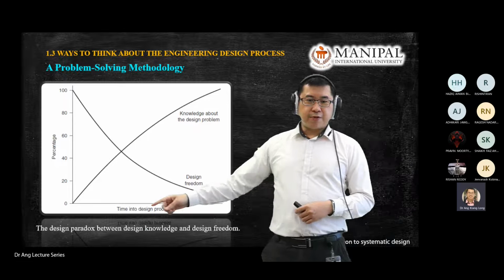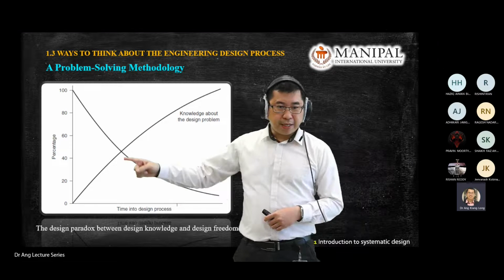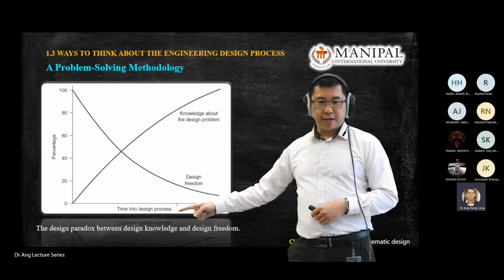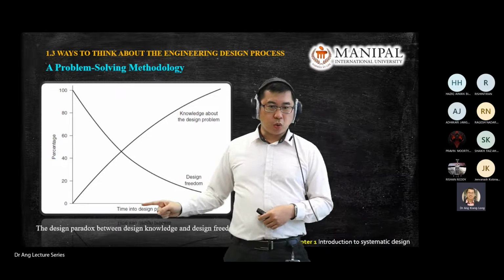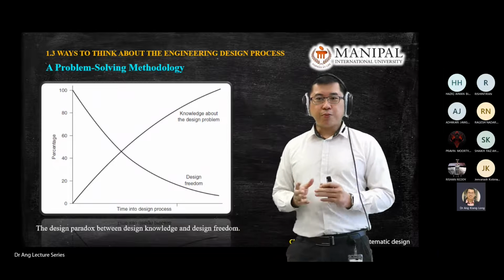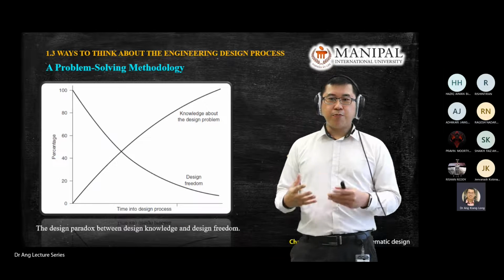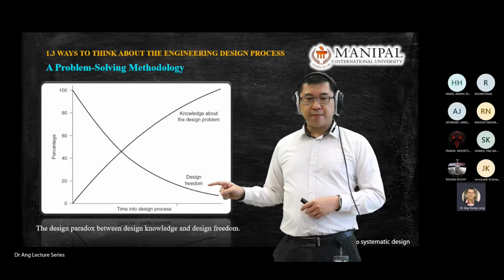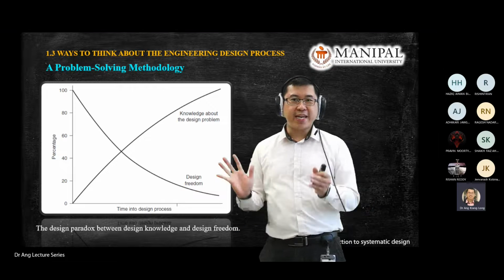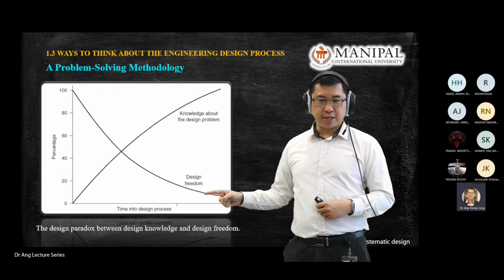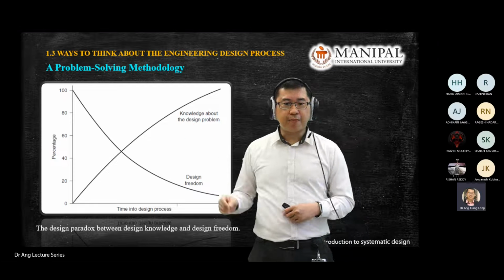As you can see from the beginning, you plot the percentage against the time of the process. Let's say we start with 0. The 0 means you start with a new project. When you start with a new project, your design freedom is maximum, meaning you're free to start from anywhere, any angle. And you have little knowledge about that project.